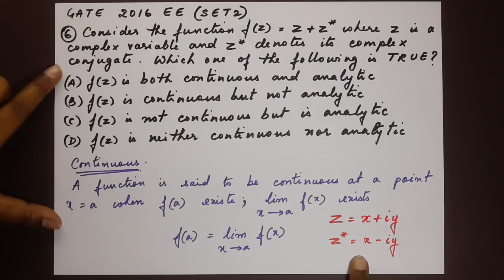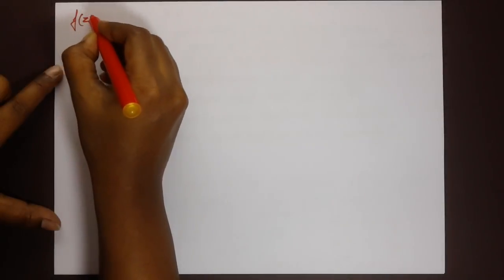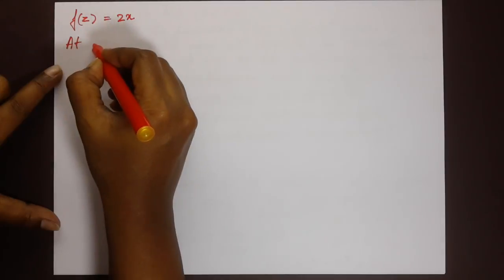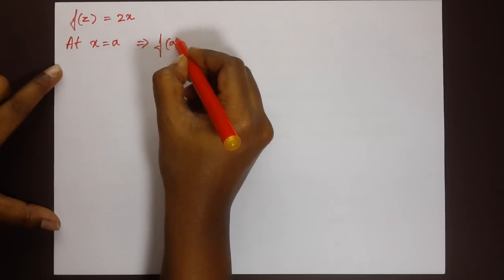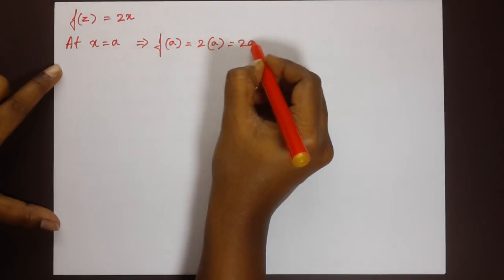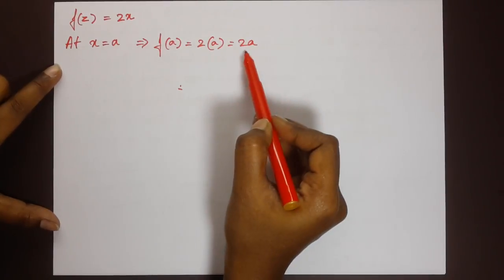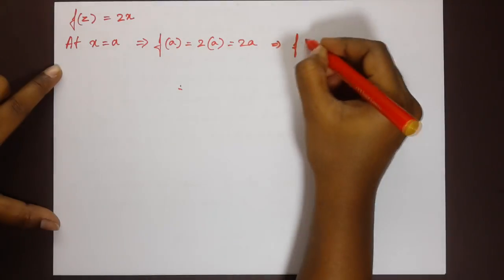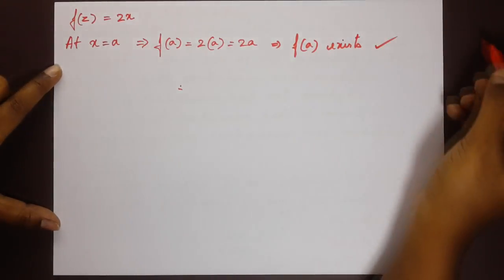Now let's take a certain point a. At x is equal to a, we see that f of a definitely exists for both of these terms. If we add them both, z plus z conjugate, since that is our function f of z, we get x plus iy plus x minus iy, which is 2x. Let me just take another sheet of paper and we'll continue here. So we have f of z is equal to 2x. So at a certain point x is equal to a, f of a is equal to 2a. We substitute a over here and we get the term as 2a. So this means that f of a exists. So that's our first condition proved.